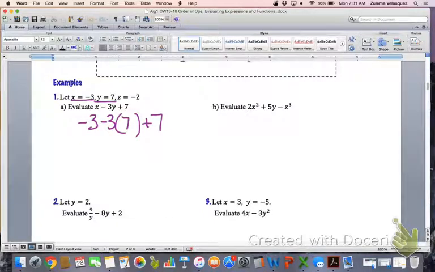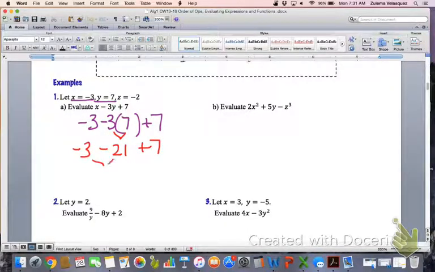At this point, I use the order of operations. I see a subtraction, a multiplication, and an addition. Based on the order of operations, multiplication goes first. So I'm going to go ahead and put, this is 21, bring down my minus sign, the minus 3 and the plus 7. Now I'm going to do add and subtract from left to right.